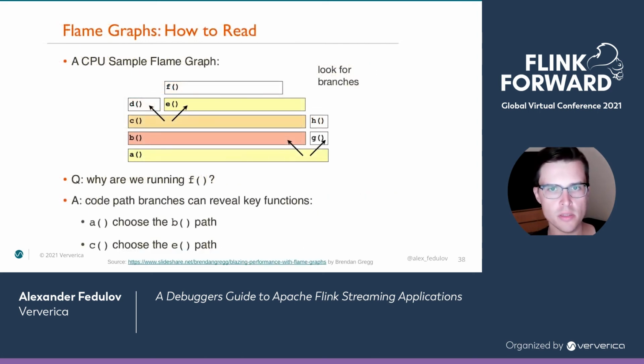And also we can answer why a particular method is running. So if you go from bottom to top in this example and encounter splits that you know represent branches in the code, like the one here, for instance, you can conclude that the method F at the top is running because A first chose path B and then method C chose path E. So it is easy to understand how you actually ended up running the method F.